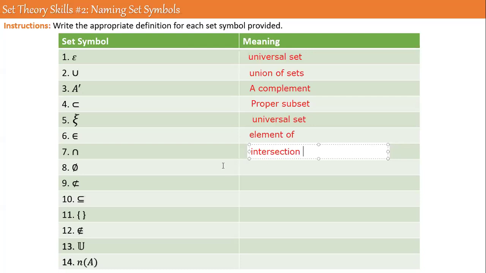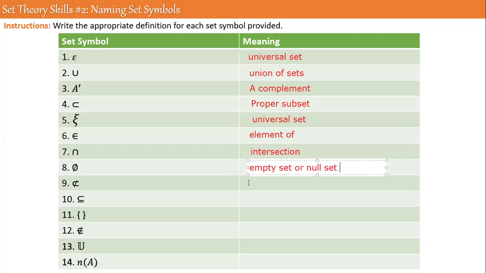All right, intersection, we have 8. Empty set. Or what? Null set. Okay.